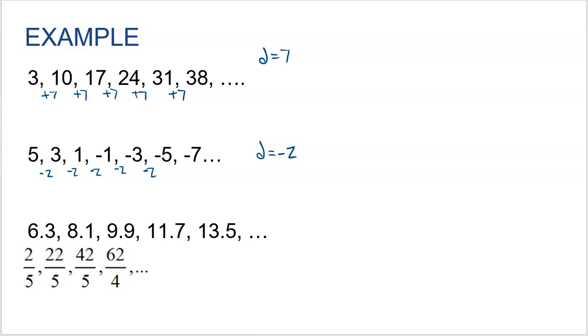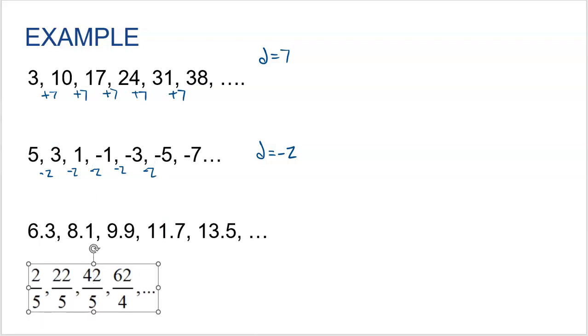This time, yeah, I got some decimals. Don't be afraid of decimals here. What's going on here? I'm obviously going up. The easiest way to find your common difference is just subtract two consecutive terms. So 8.1 minus 6.3 is up 1.8.